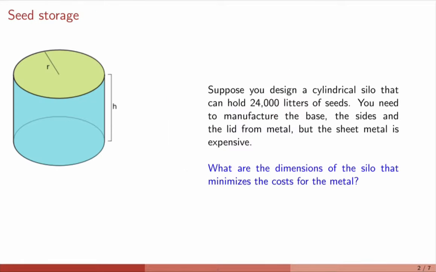So here's a problem. It is about a seed storage. Assume you're designing a cylindrical silo that can hold 24,000 liters of seeds. So not liters, but liters of seeds. You need to manufacture the base, the sides, and the lid from metal, but sheet metal is expensive. What are the dimensions of the silo that minimizes the cost of the metal?